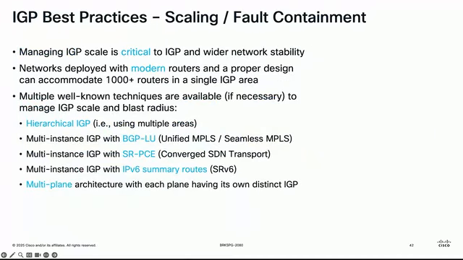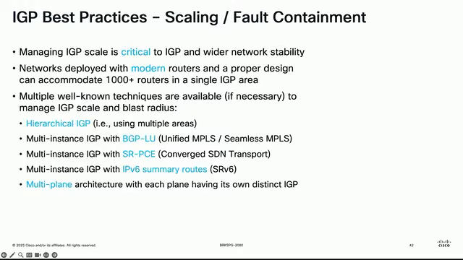Okay. Now, just as BGP is critical to network stability, so is the IGP, right? And in modern networks, with modern routers, the IGP can scale in excess of over 1,000 routers per area, okay? But if you need to scale beyond that, or if you want to reduce the blast radius of your IGP, then there are multiple well-known and proven techniques to do so, right? And those are listed here, right?